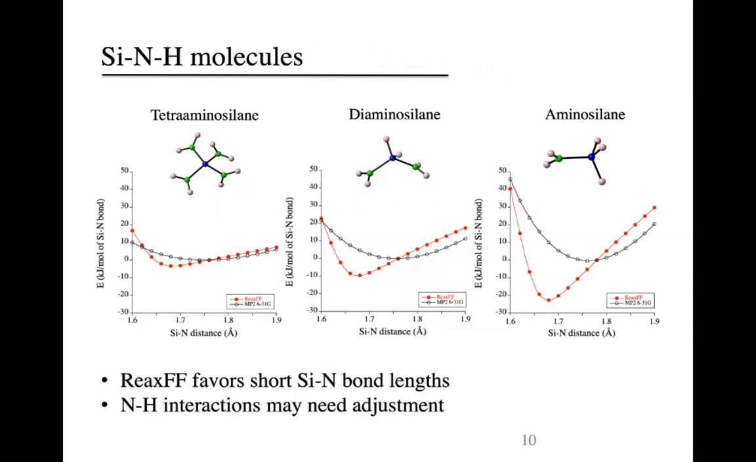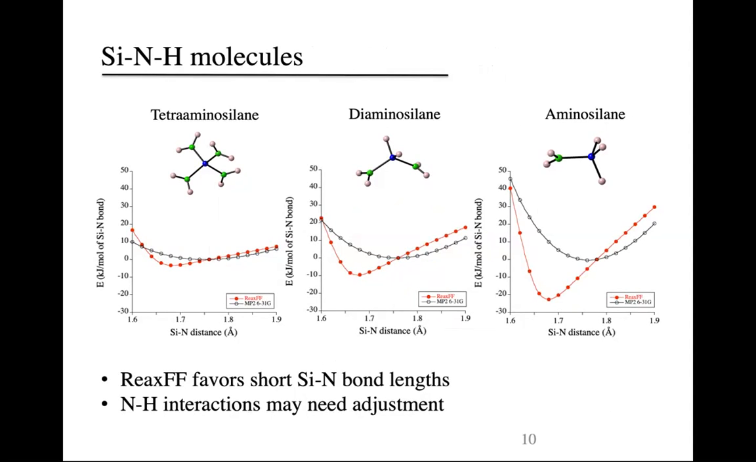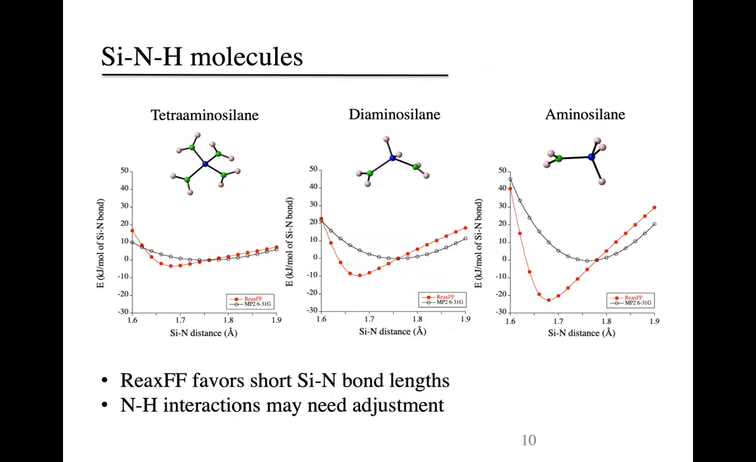As mentioned earlier, since we are studying the polymer to ceramic conversion of polysiloxanes in ReaxFF, our parameter set must also describe molecular structures. We calculate the energy of molecules containing silicon, nitrogen, and hydrogen, and these are just fragments that can be found in polymers. So we calculate the energy as a function of silicon-nitrogen distance and compare it to energies calculated with quantum chemical calculations, applying second-order Moeller-Plesset perturbation theory, or MP2.